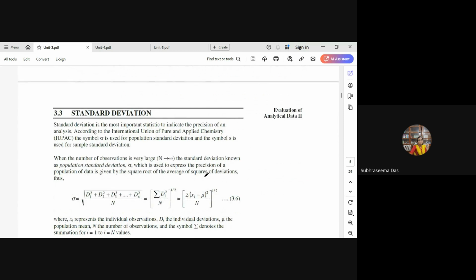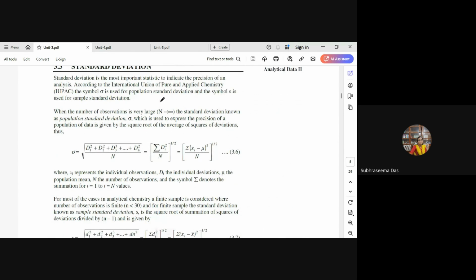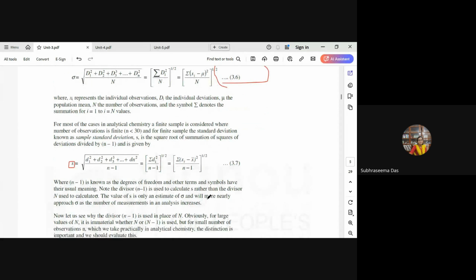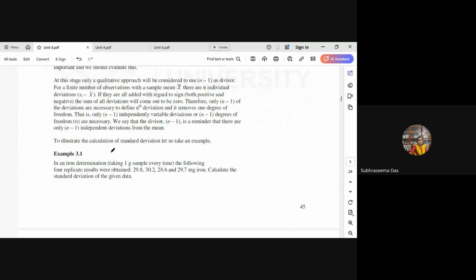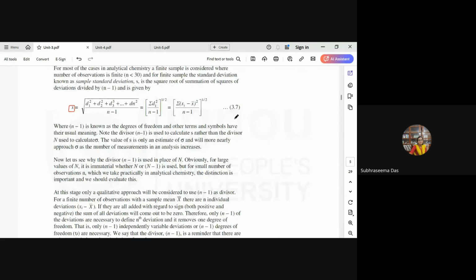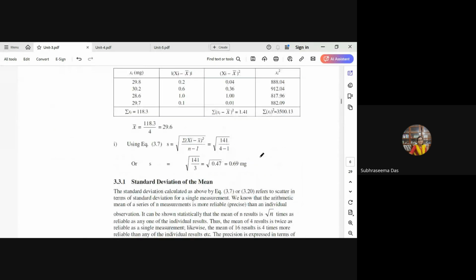We have also talked about the range of data. We talked about the standard deviation, which is represented by the symbol sigma, and it is given by the formula represented in equation 3.6. We also talked about the sample standard deviation, identified by the small s, represented in equation 3.7. Now, example 3.1 shows how we can calculate the standard deviation of a given set of data. The solution has been done using both equations 3.7 and 3.6.